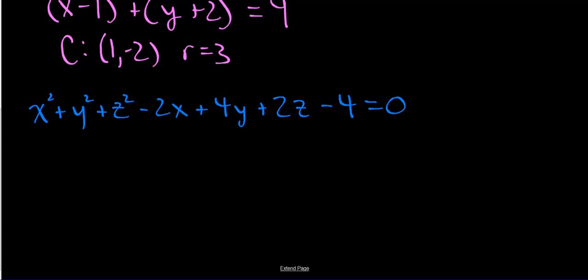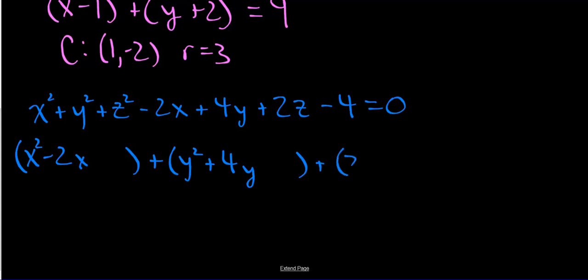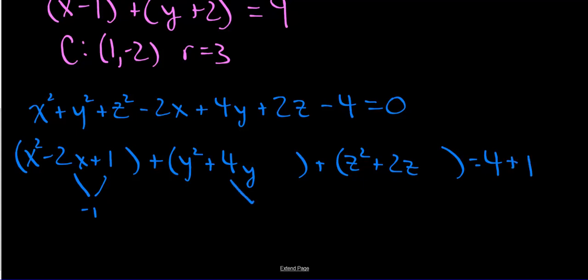You proceed the exact same way as before. You group your x's together, group your y's together, group your z's together, and on the other side I've got 4. So then, you go through the same process. Add a 1, add a 4 over here, and then 1 and 1. So there you have it.